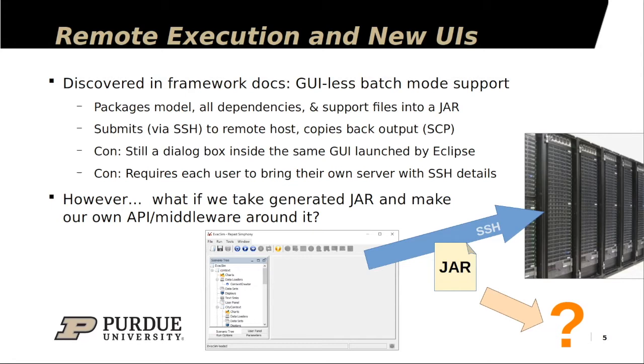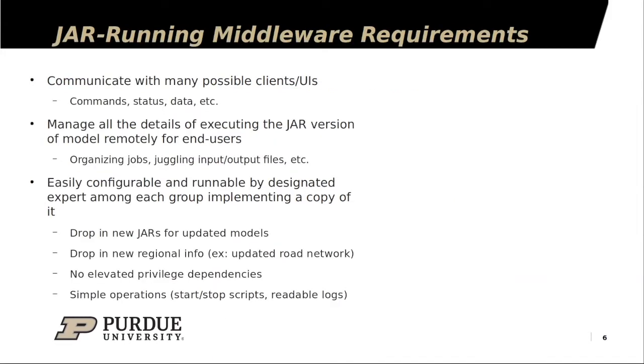But we thought, what if we could take that jar and just build our own API middleware around it? We'd have to be able to communicate with as many different clients as possible, because the professor eventually wants a desktop application, a web application, mobile, all of those. We need to juggle all of these various input file formats, and separate them out into things that are fixed inputs created by each group once, versus the individual scenario that's changing with each run, and orchestrate all of that so that we could get a simple API that would talk to all of these different clients.